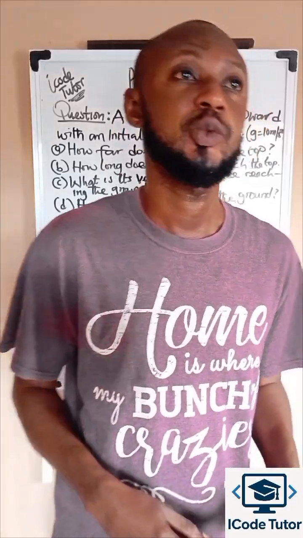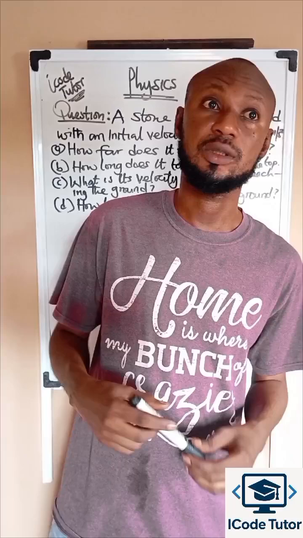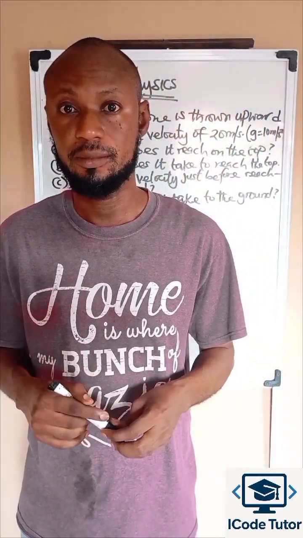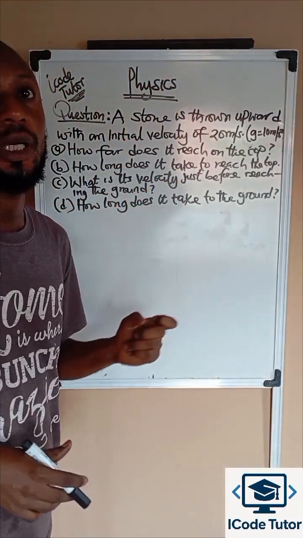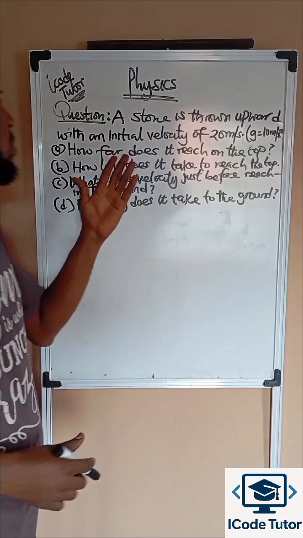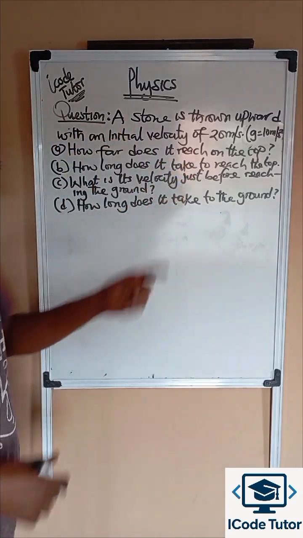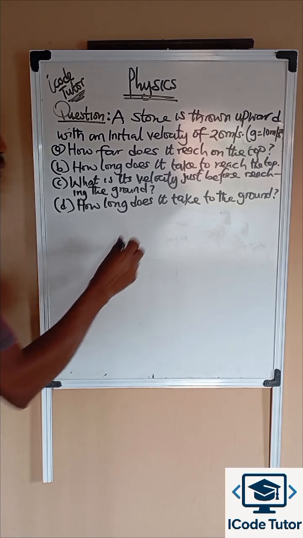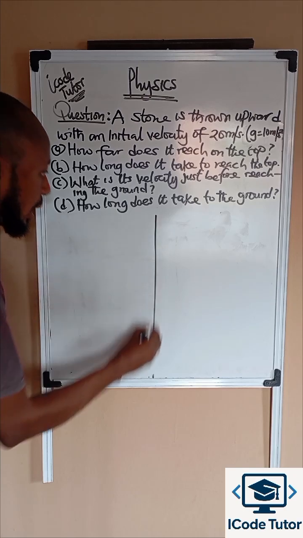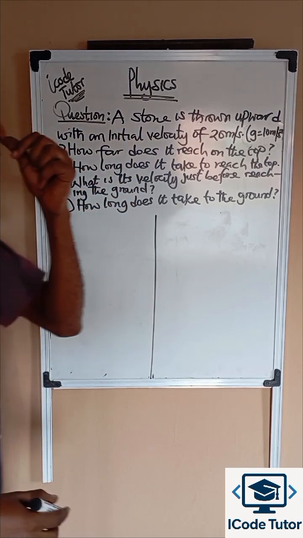From our last class, we discussed motion. Today we are going to be looking at some questions under that particular topic. From the question we have, a stone is thrown upward with an initial velocity. That means that we need to pull down the parameters given to us from the question.